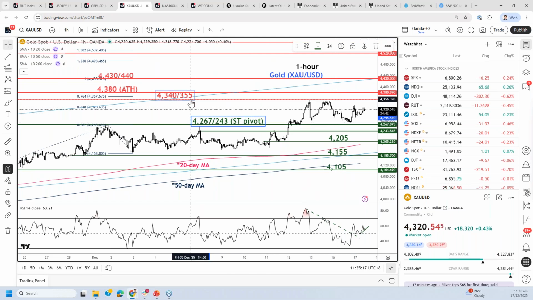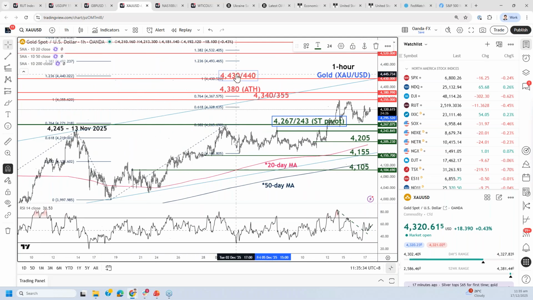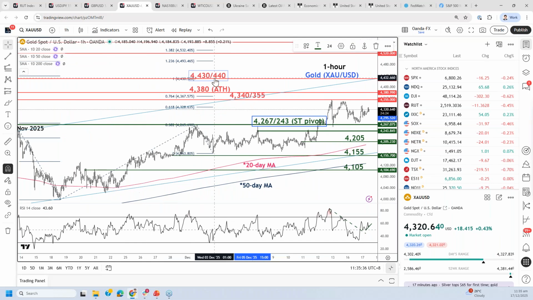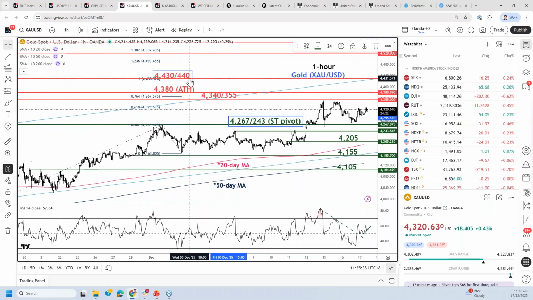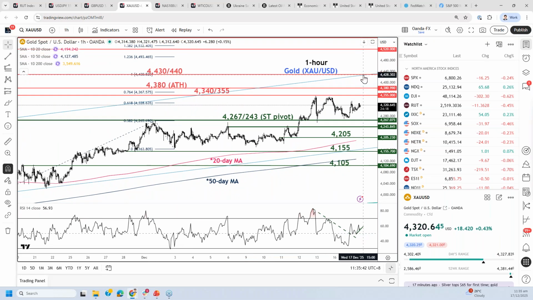A breakout above 4,335, 4,355 over here, potentially sees a retest at 4,380, the all-time high that was printed in October, in the first step before taking us potentially higher to the next resistance level defined by the Fibo extension clustering zone at 4,430, 4,440, which is also in confluence with the upper limit of this minor medium-term ascending channel that's drawn from the low of the 28th of October 2025.